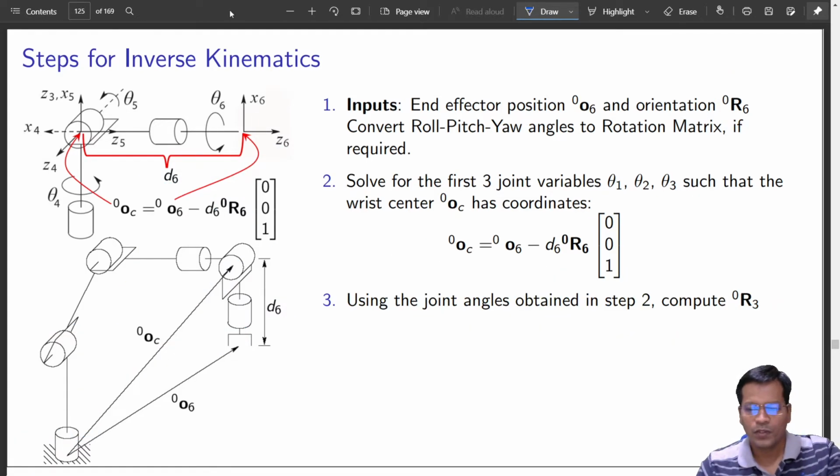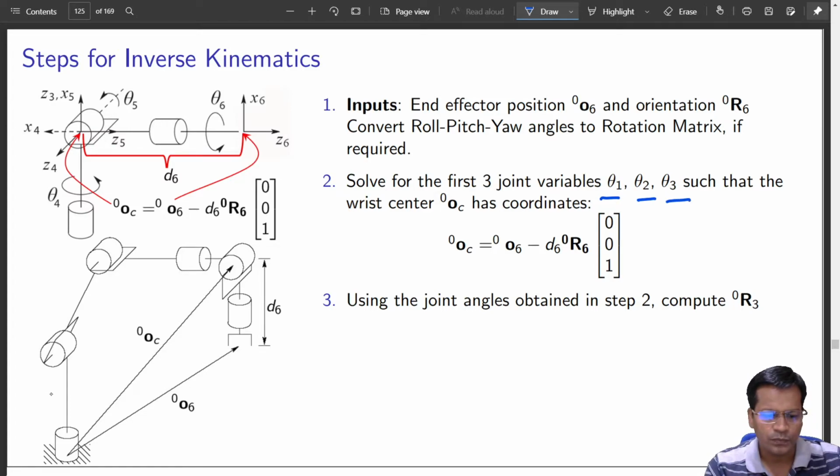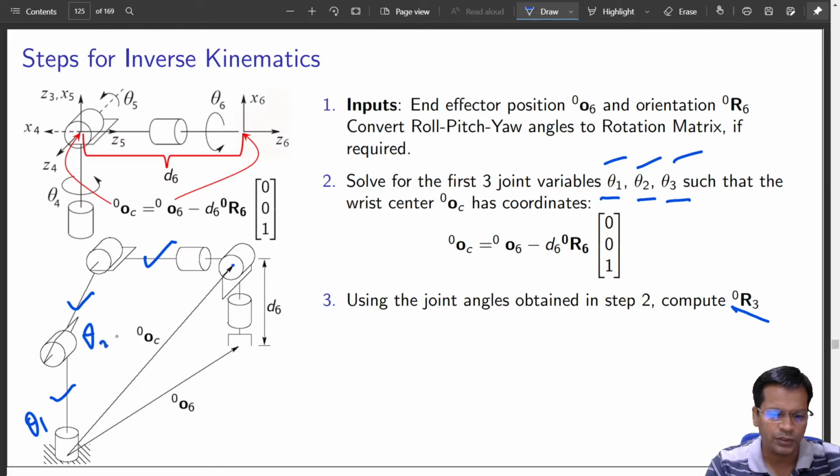Now that I know theta 1, theta 2 and theta 3, we also know all these link structures. We know this, we know this, we know this. Link structures are known, joint angles are known. So we can do forward kinematics, and what can we find out? We can find out 0R3. Now that we know the joint angles, theta 1, theta 2, theta 3 are known, we can quickly find this by forward kinematics.